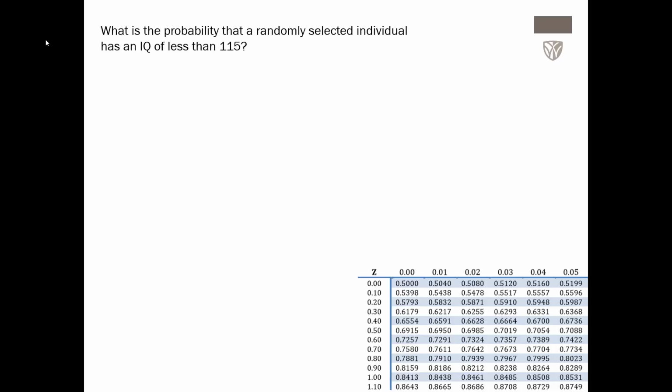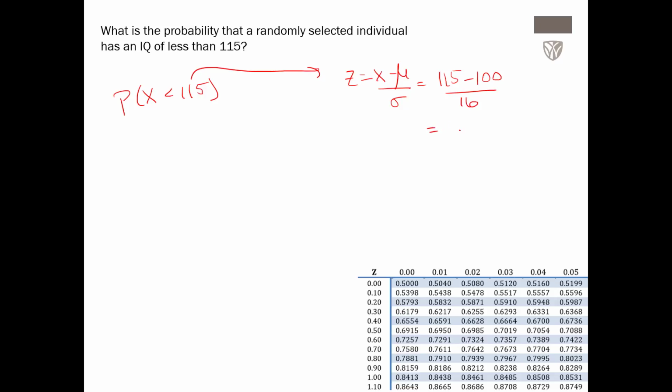So let's take a look at this first probability. We want to know the probability that our random variable x is less than 115, that IQ score is less than 115. Well, we know x is not a standard normal random variable, so we're going to need to take a little side trip to compute a z-score. So remember, z is just equal to x minus mu divided by sigma. In this case, x is 115. Our mean for the distribution was 100, and our standard deviation was 16. And if we do that math, it comes out to be 0.94.